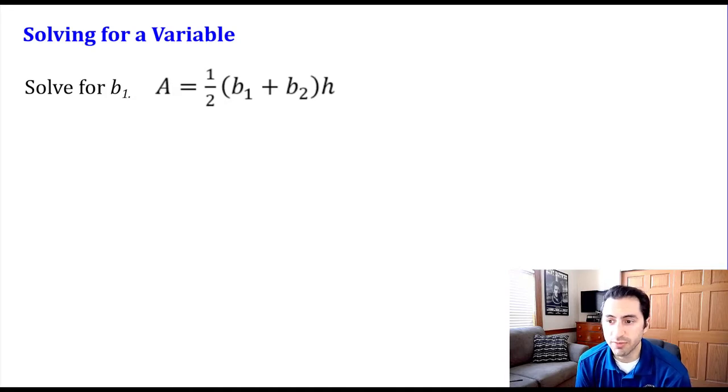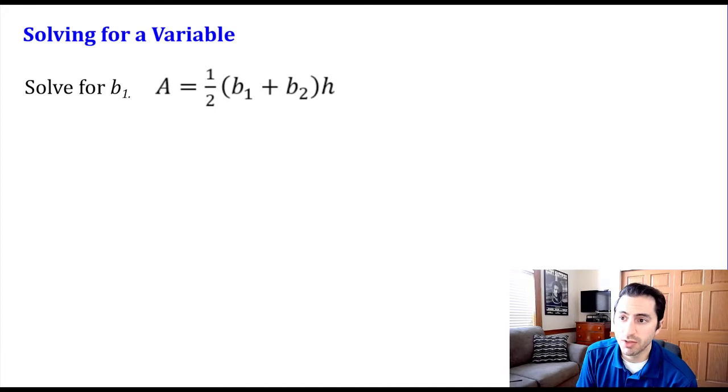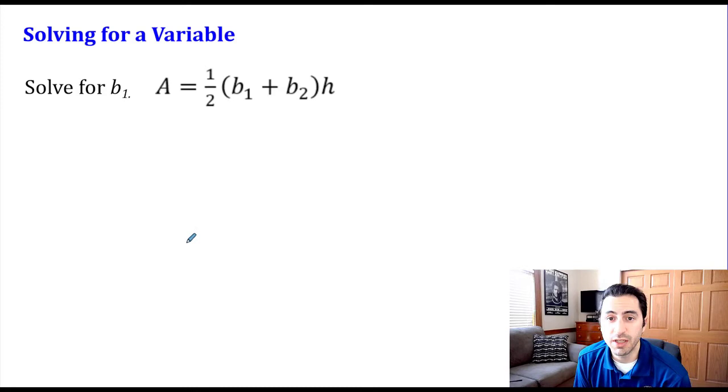To start off here, I have a formula and I want to solve this for B1. The formula is the area is equal to 1/2 (B1 plus B2) times H. And this is actually the formula for area of a trapezoid. B1 and B2 are the two bases of the trapezoid, and H is the height. And I want to solve this for B1. So I want to rearrange this until that variable is all by itself on one side of the equal sign.